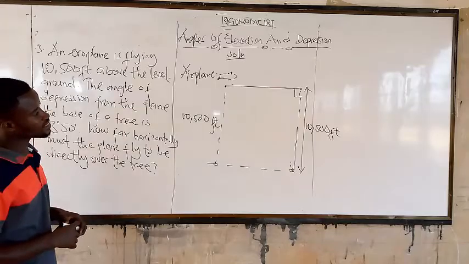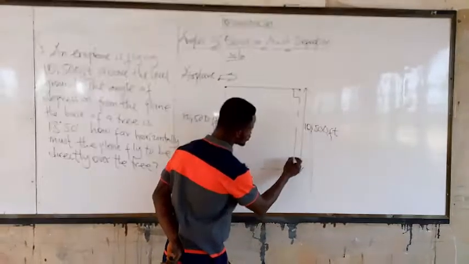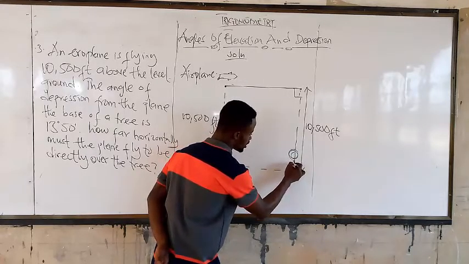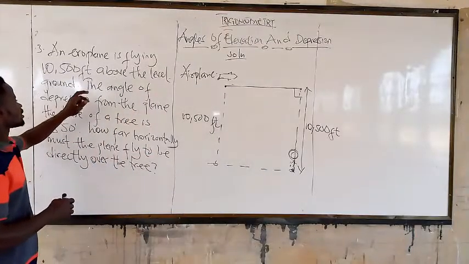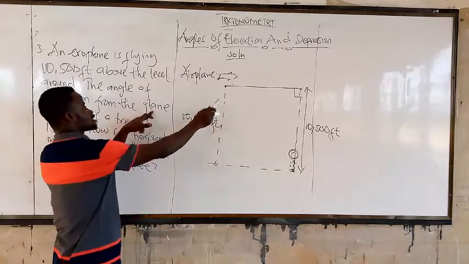It's like there is a tree, alright? So let's assume that the tree is somewhere here. So the angle of depression from the plane, and this is the plane.